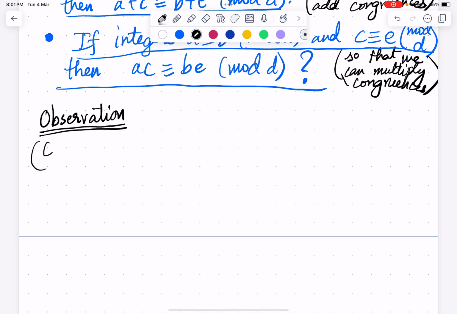So observation: transitivity of congruences. The ability to take chains of congruences is called transitivity of congruences.